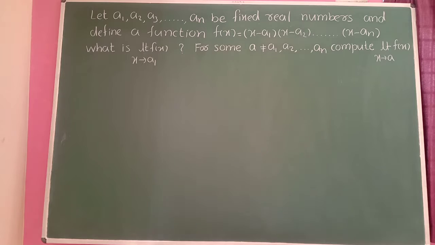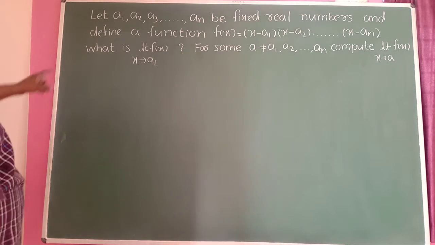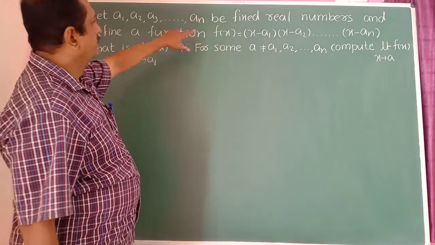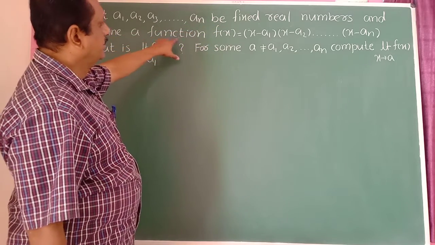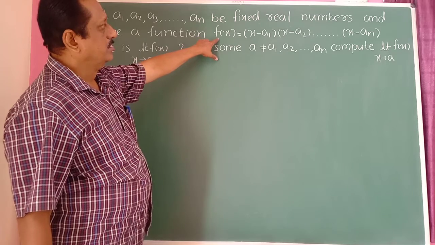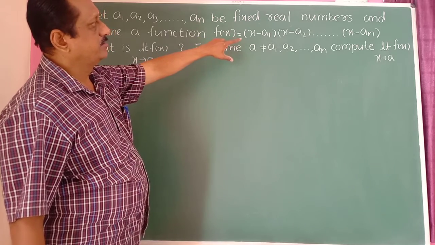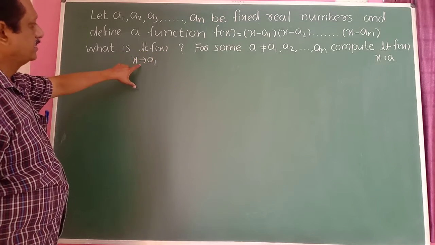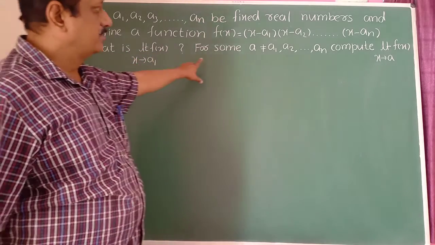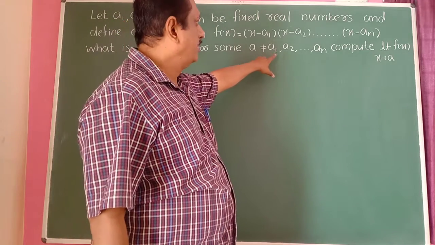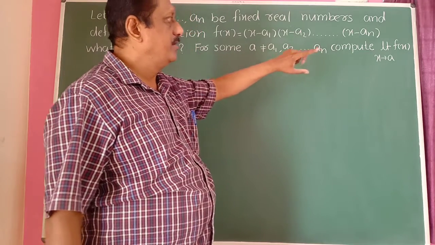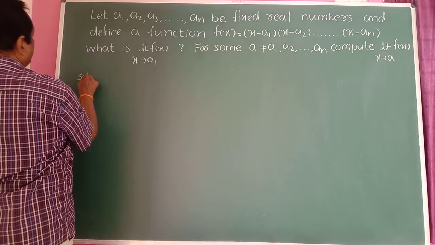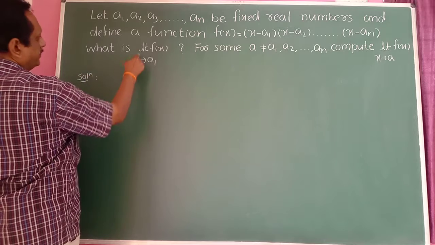So, in this example, let a1, a2, ..., an be fixed real numbers and define a function f of x is equal to (x minus a1) into (x minus a2) ... (x minus an). What is the limit of f of x as x tends to a1? And for some a not equal to a1, a2, and so on an, compute the limit of f of x as x tends to a. Therefore, take your solutions. First find this one here.